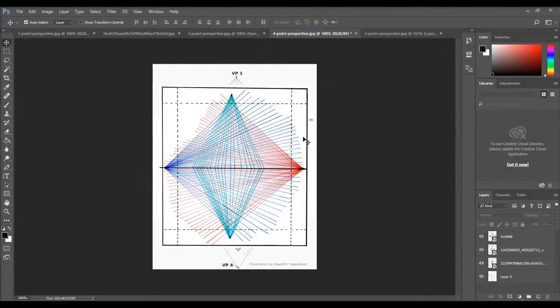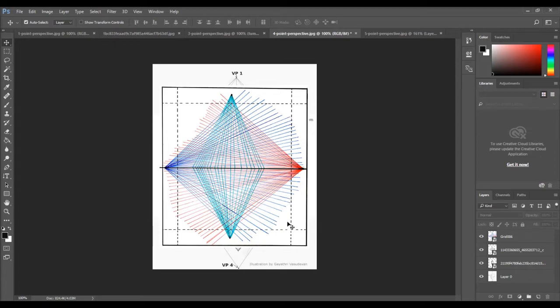Okay, let's move on to 4-point perspective. As we discussed in 3-point perspective, there are three vanishing points. The third vanishing point is either in the sky or below the horizon line. In 4-point perspective, it's the same thing, but both the vanishing point in the sky and the one below the horizon line exist at the same time.